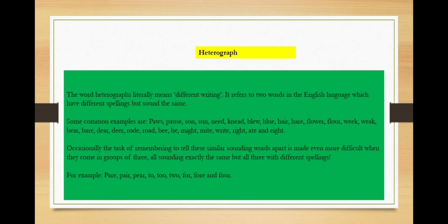And right now, heterographs. The word heterograph literally means different writing. It refers to words in the English language which have different spellings but sound the same. Some common examples are pause, sun, need, blow, blue, hair, flower, week, bear, there, road, be, might, right, eight. Occasionally, remembering how to tell these similar sounding words apart is made even more difficult when they come in groups of three, all sounding exactly the same, but all with different spellings.